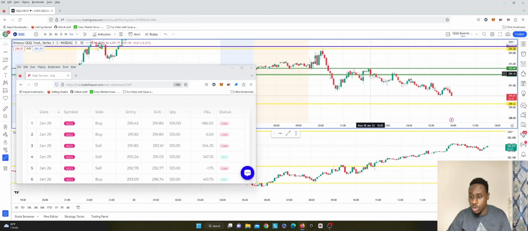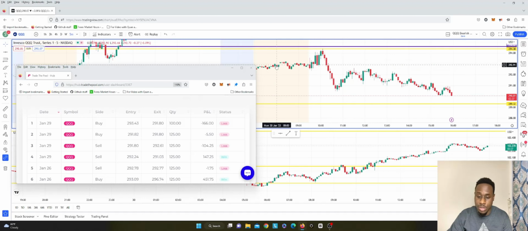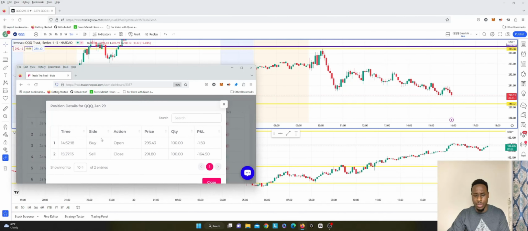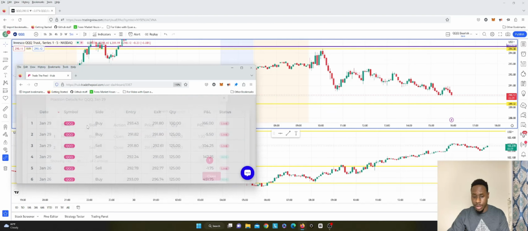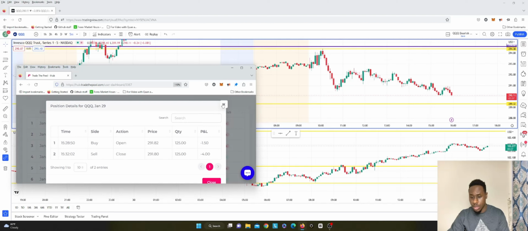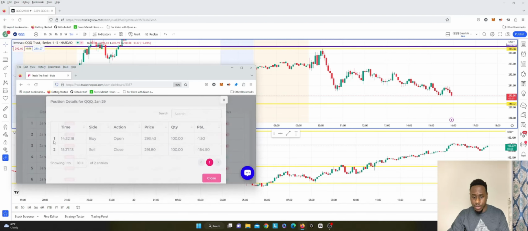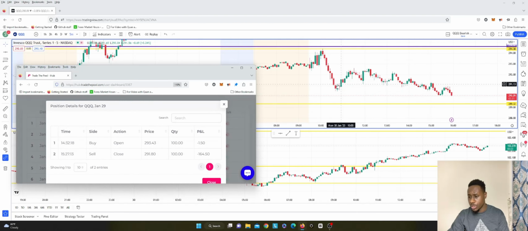The green lines were where I was forming intraday levels of support and resistance, right? So my first trade was to the buy side. There I entered at 9:32. Just want to confirm that was the first trade. Yeah, so 9:32 I entered to the buy side.